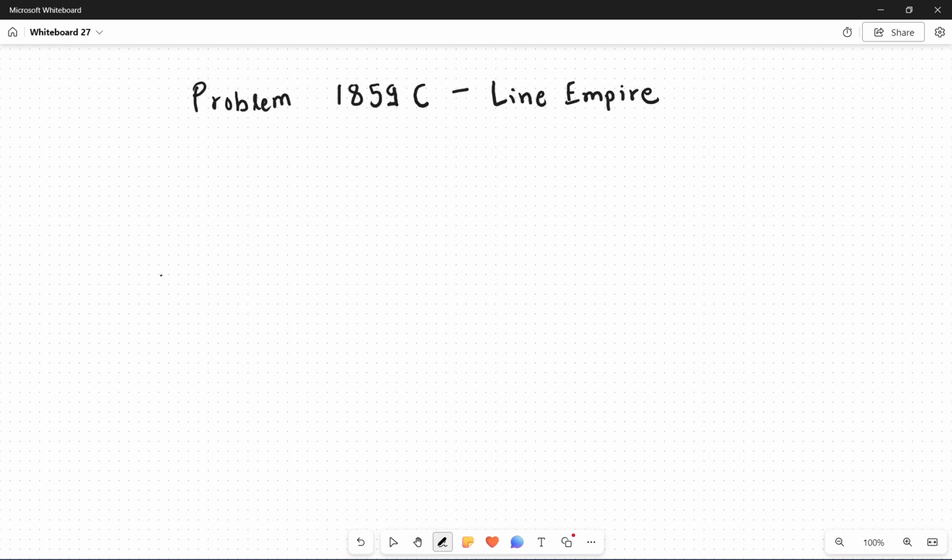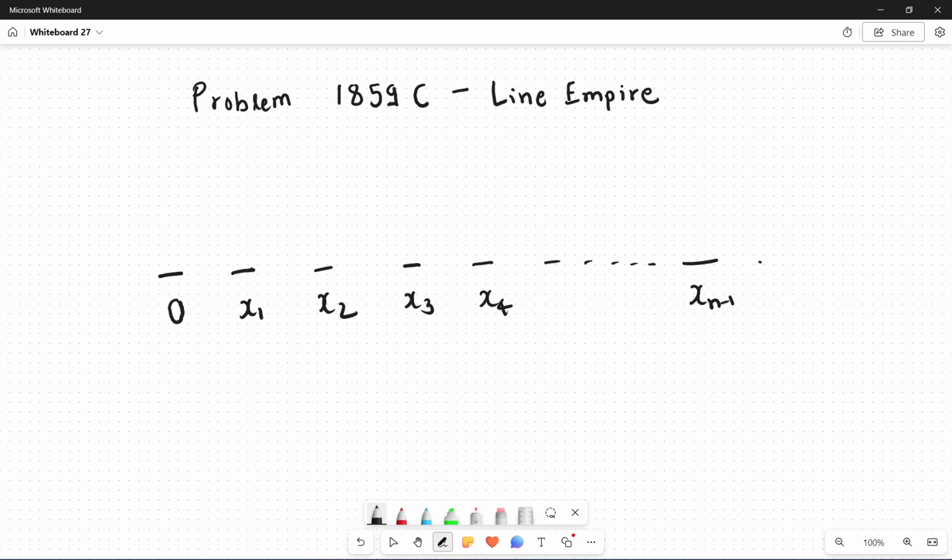So this is position 0, this is position x1, this is position x2, this is position x3, and so on: 0, x1, x2, x3, x4, up to xn minus 1 and xn.